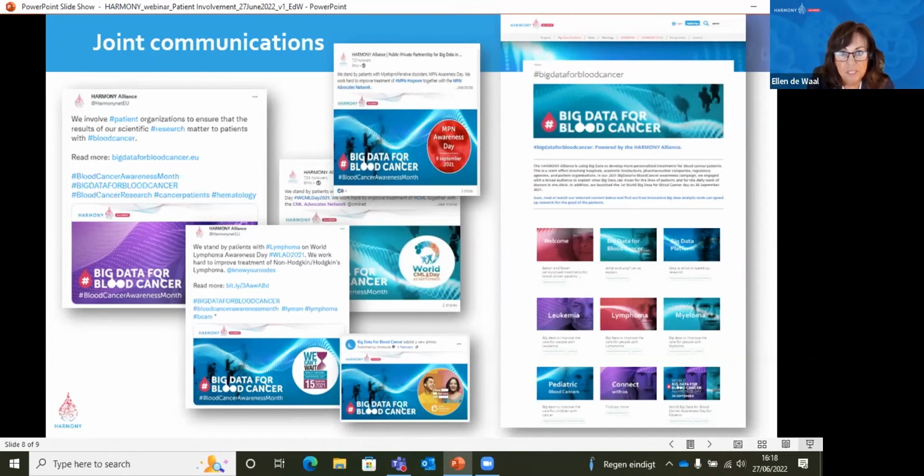So what you see here are all kinds of screenshots which we developed last year. We had a lot of information made together with the individual patient organizations, and we really hope this was the foundation to use everything again this year for a second round of the Big Data for Blood Cancer campaign.